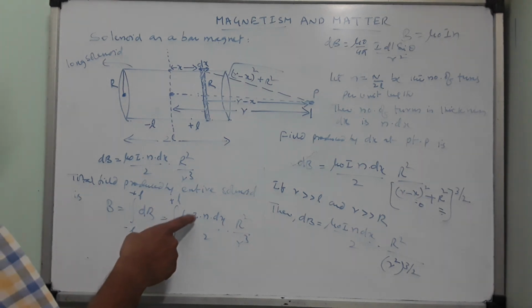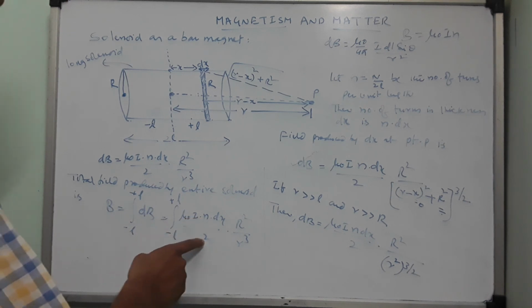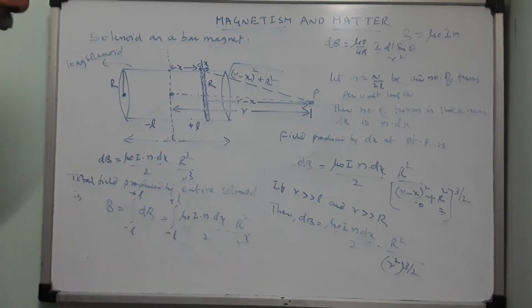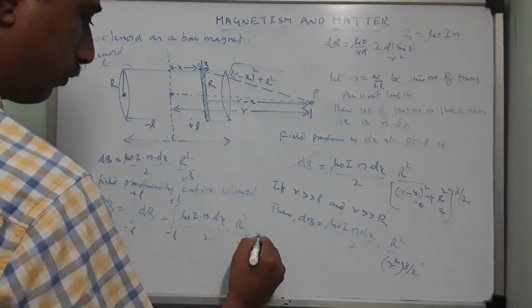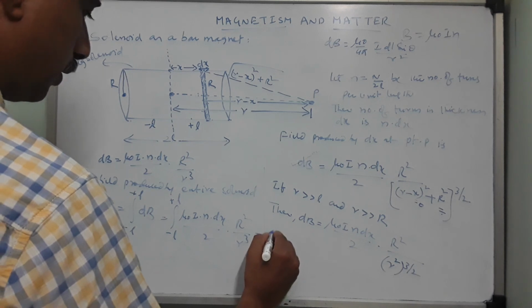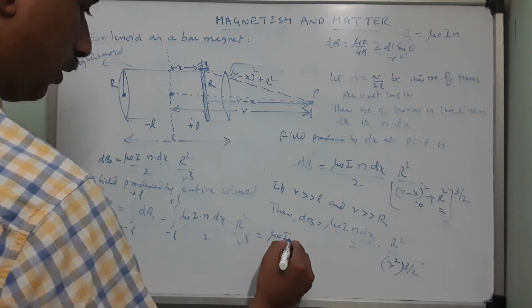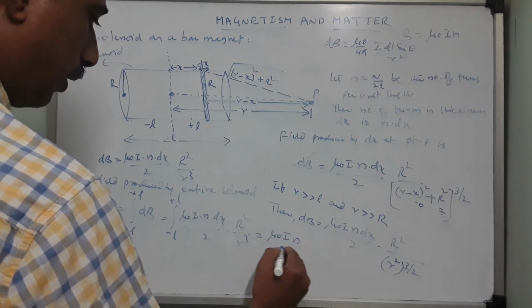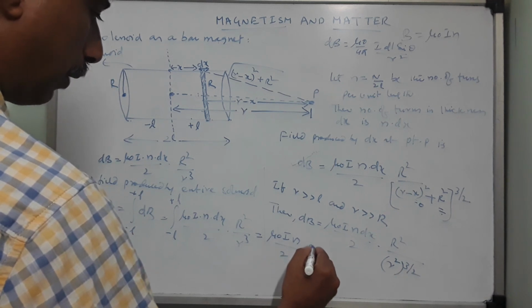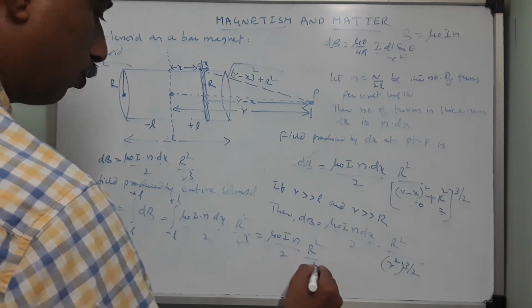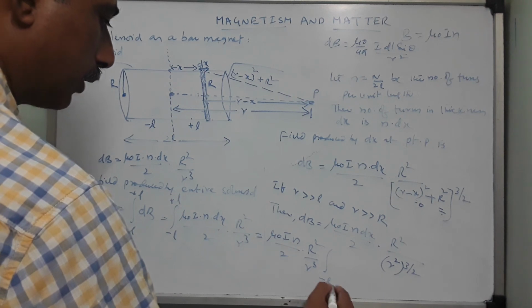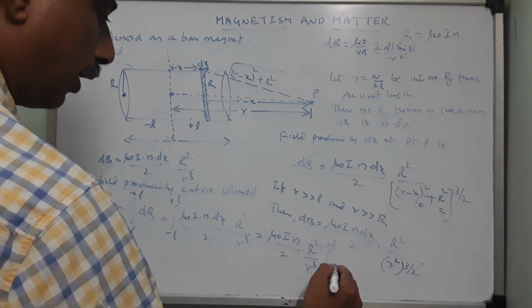Mu naught is a constant, I is constant, n is constant, 2 is constant. These two r's are also constant. Only dx is integrated. Fine? So how simple is this, you see? So this will be mu naught into I into n divided by 2 into capital R square by small r cube, integral from minus L to plus L of dx.